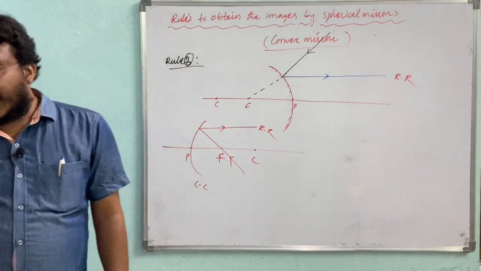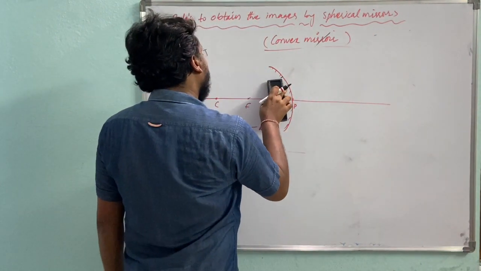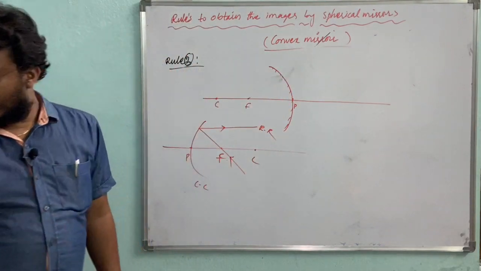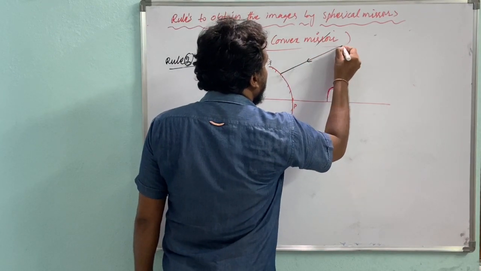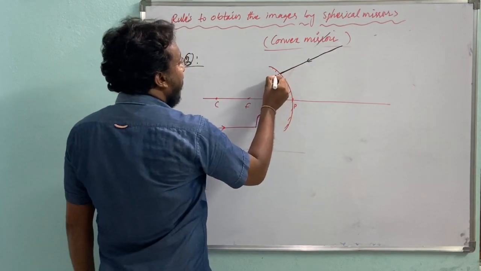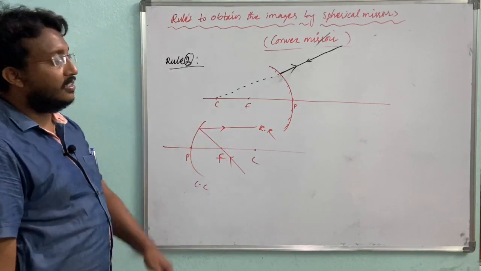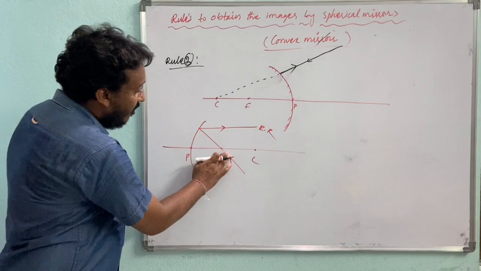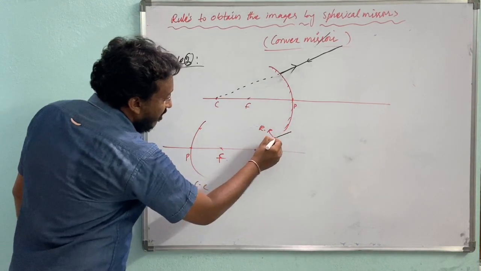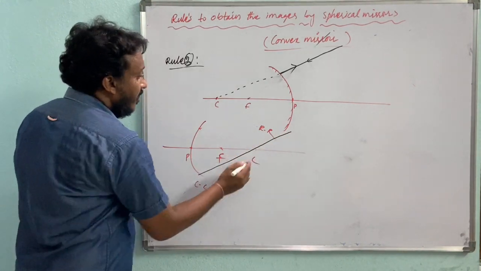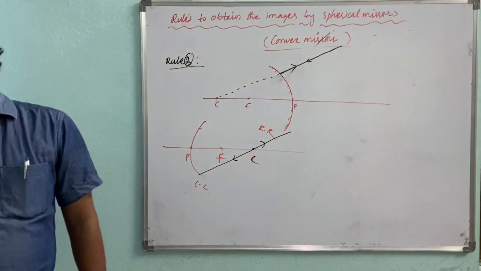Next, rule 3. In rule 3, if an incident ray is passed through the center of curvature, after reflection it retraces the same path. It retraces the same path, like this. This is rule number 3. In the case of concave mirrors, here you can take an SC, and like this we have to represent it.